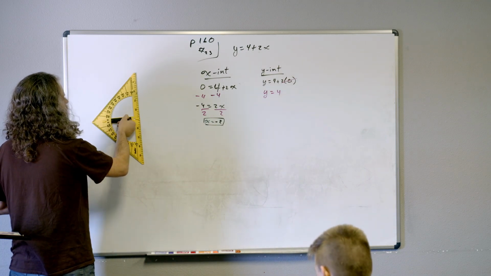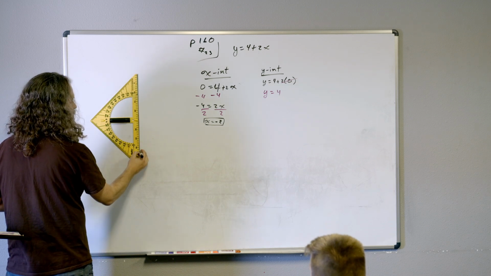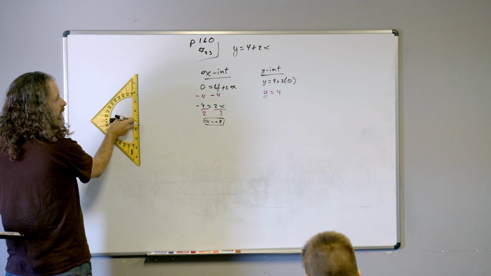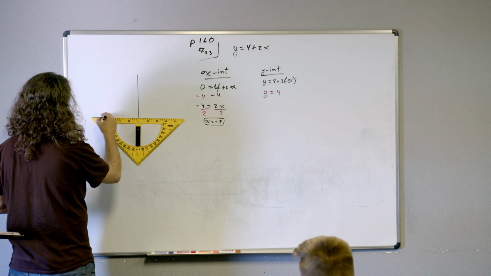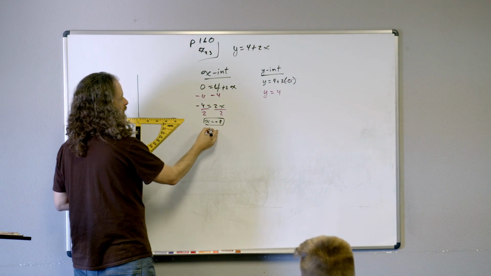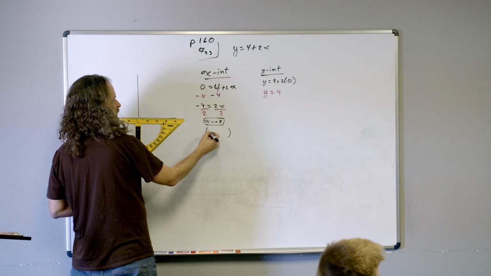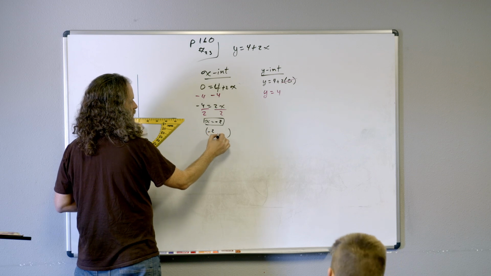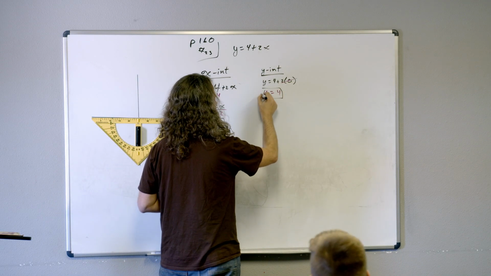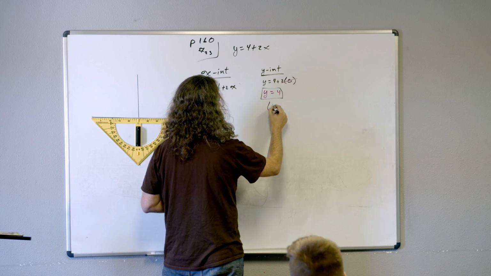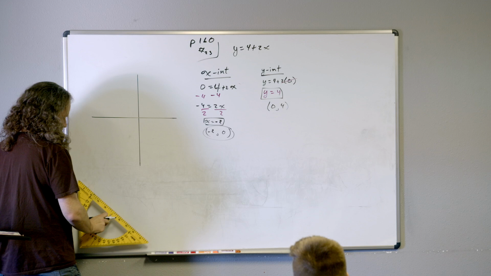How? You add a 0, to write them as a point. Yes, you can write them as a point. What would the point be on this one? On the x-intercept, x would be negative 2 and y would be 0. What about the y-intercept? 0, 4. Great. So how do we graph this line now?